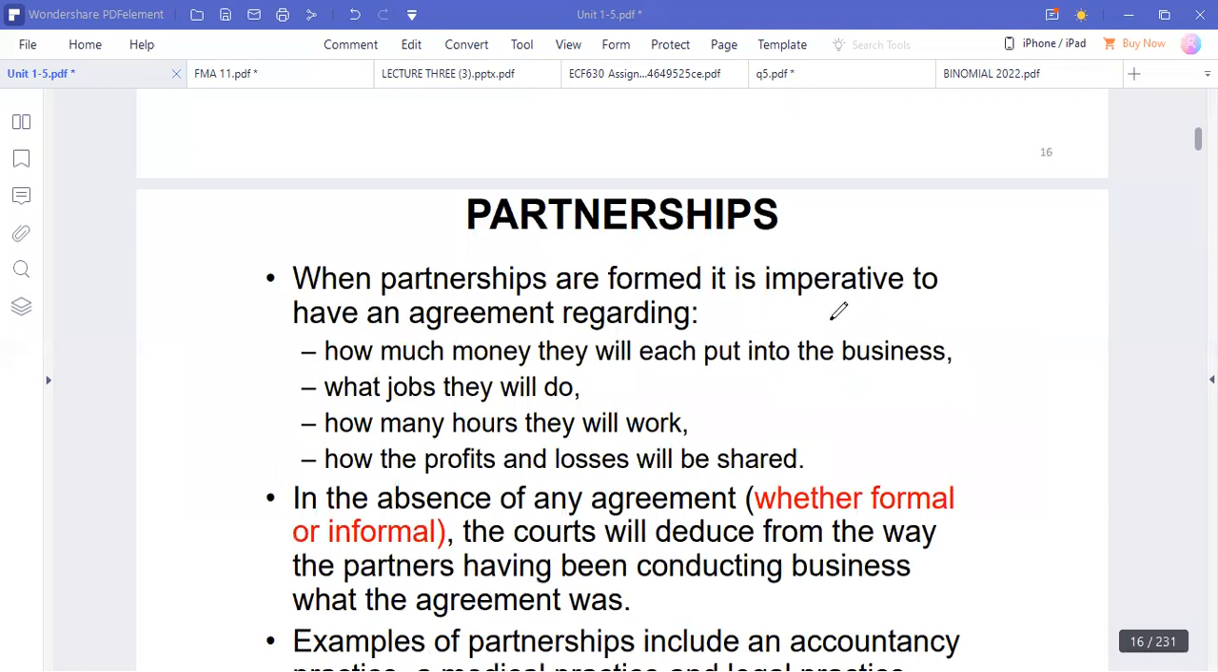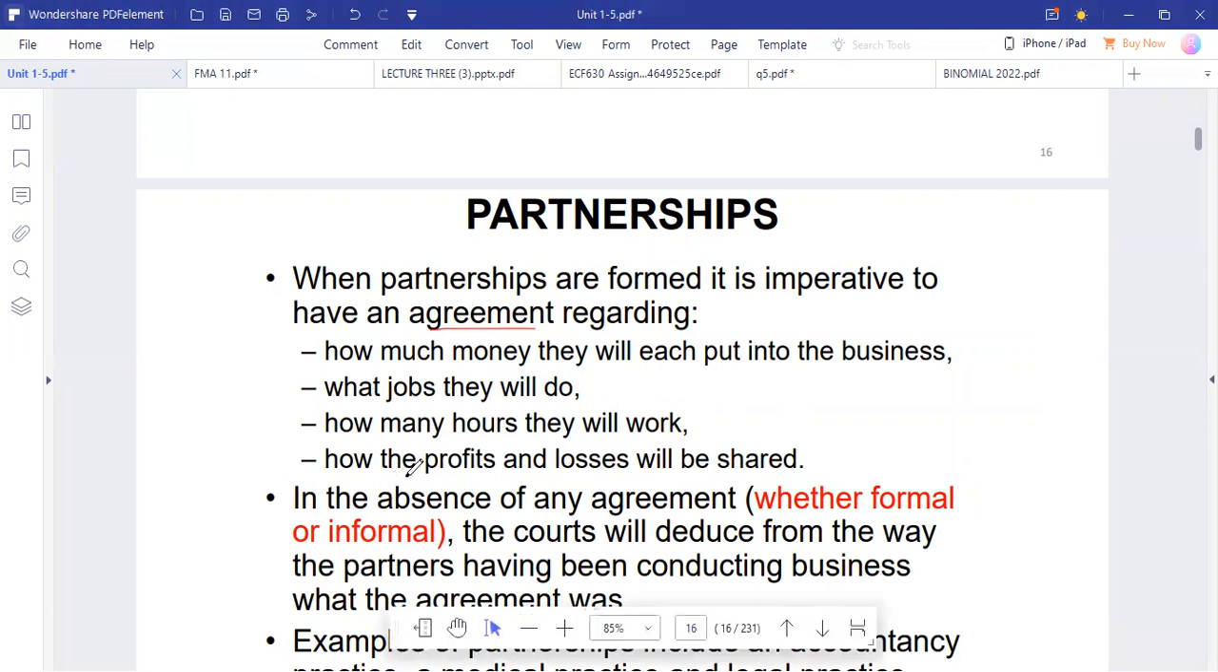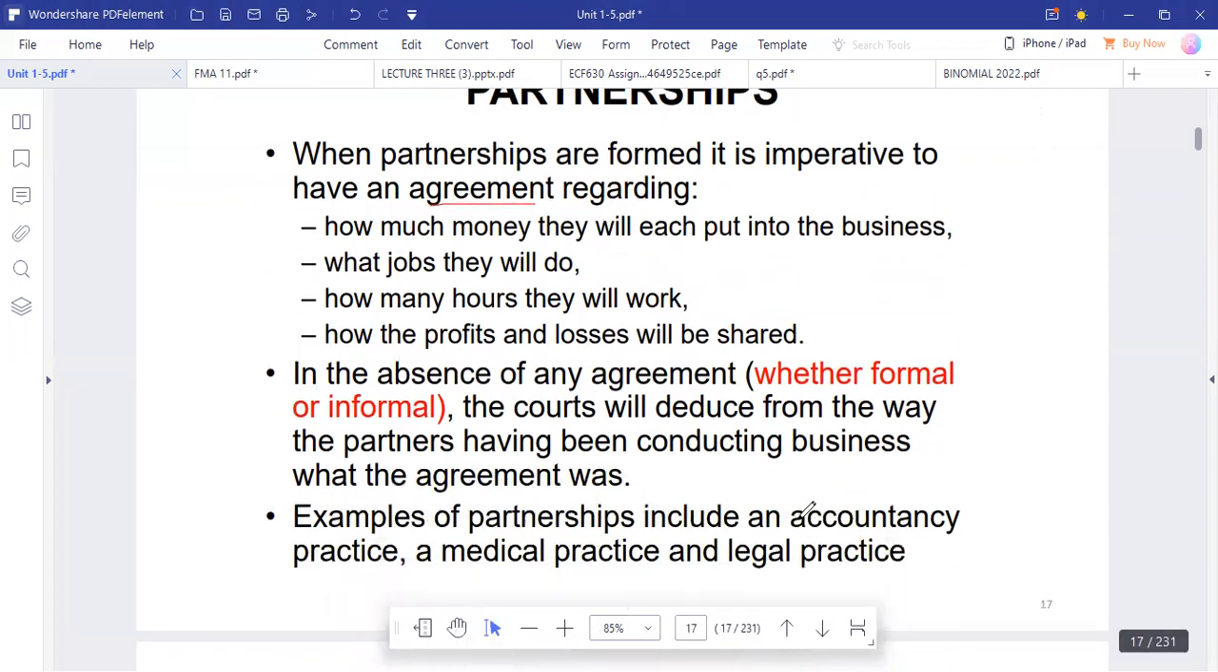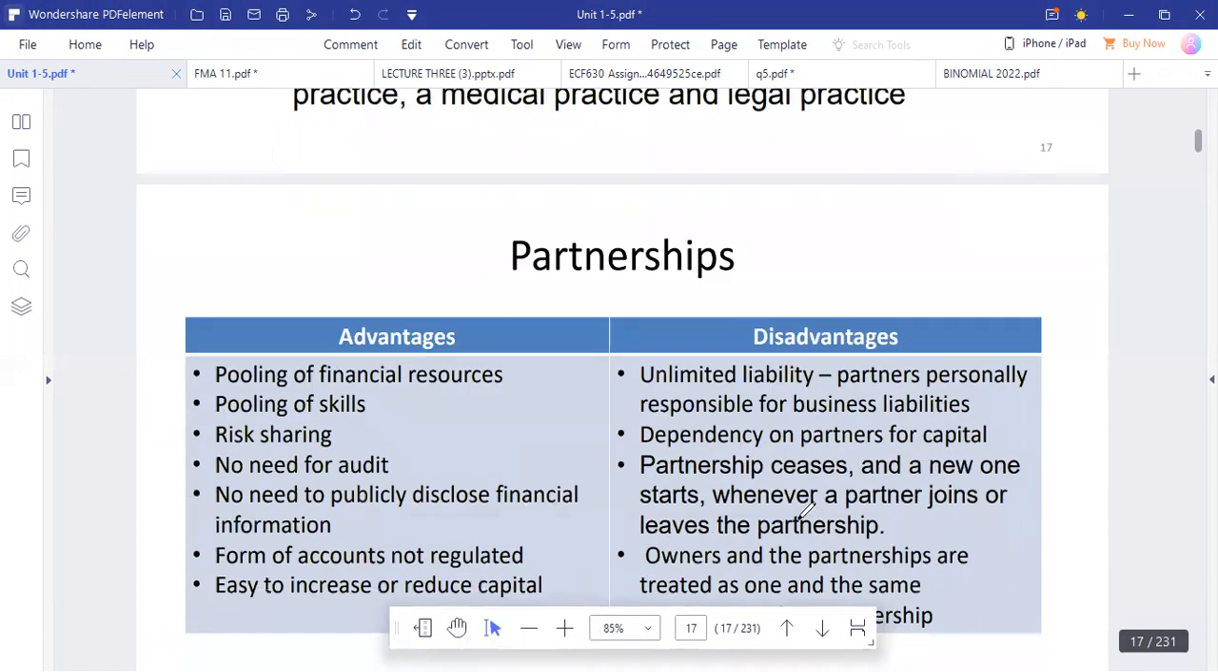So when partnerships are formed, they come up with an agreement, which is a partnership deed, which talks about how much money they should put, what jobs they should do, how many hours they should work, and the profits, how much profits must be shared. So in the absence of this agreement, courts will deduce or will stipulate their standard requirements that are given.